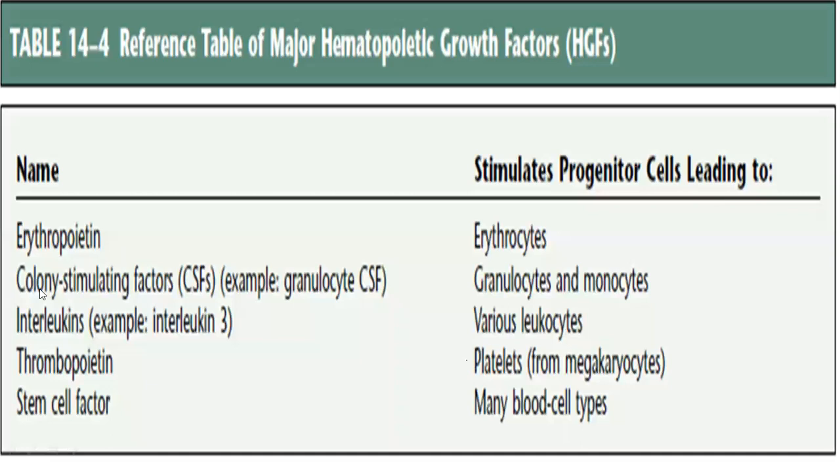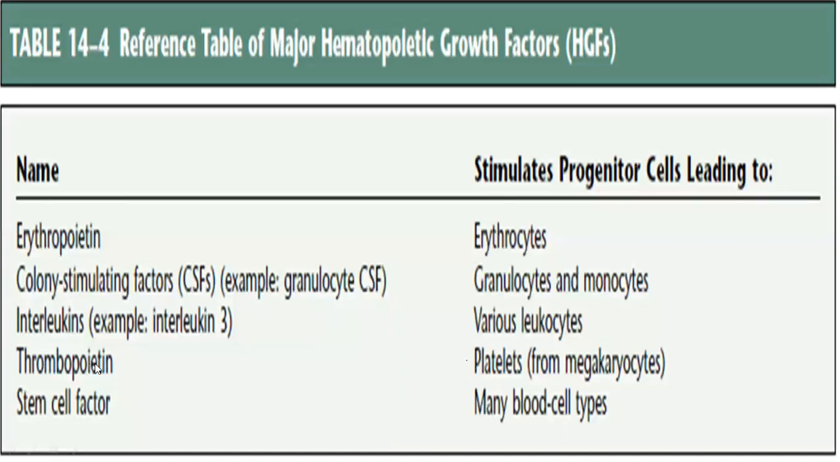Then you also have colony stimulating factors. An example is granulocyte colony stimulating factor that is going to stimulate the common myeloid progenitor cell to become granulocytes or monocytes. That's why it's called granulocyte colony stimulating factor. Then you also have interleukins. For instance, interleukin 3 will stimulate a lot of cells to become different types of leukocytes or white blood cells. Then you also have thrombopoietin.